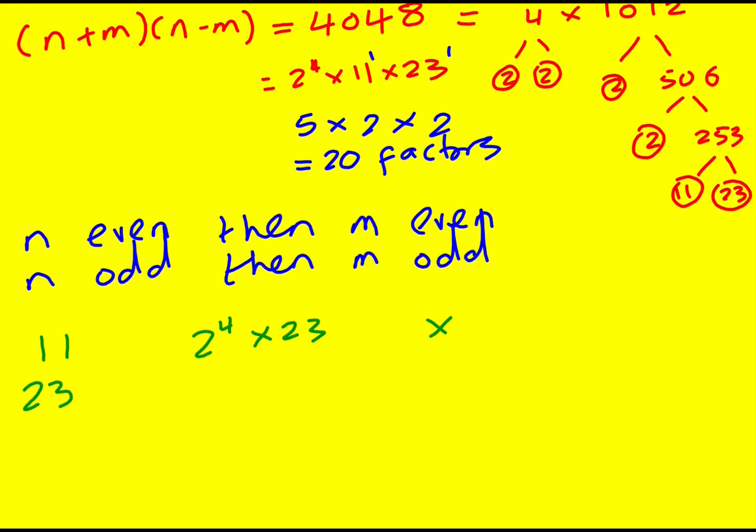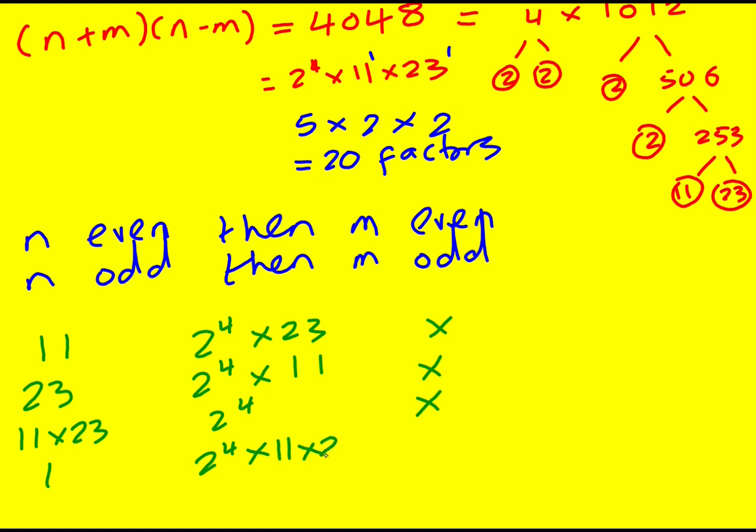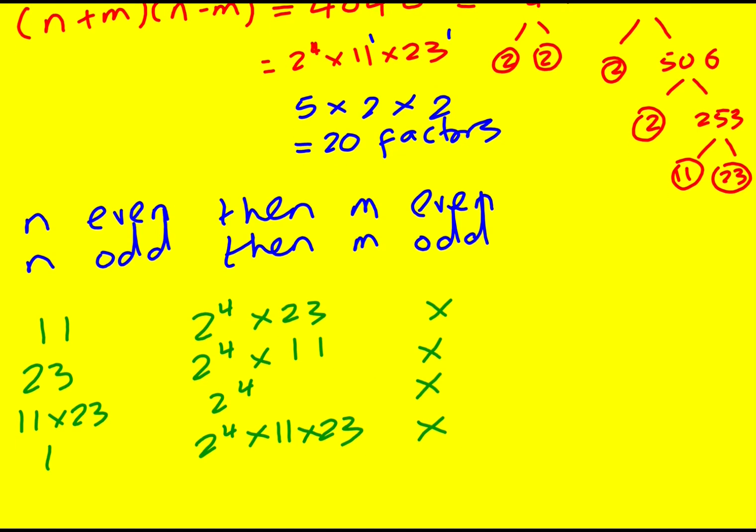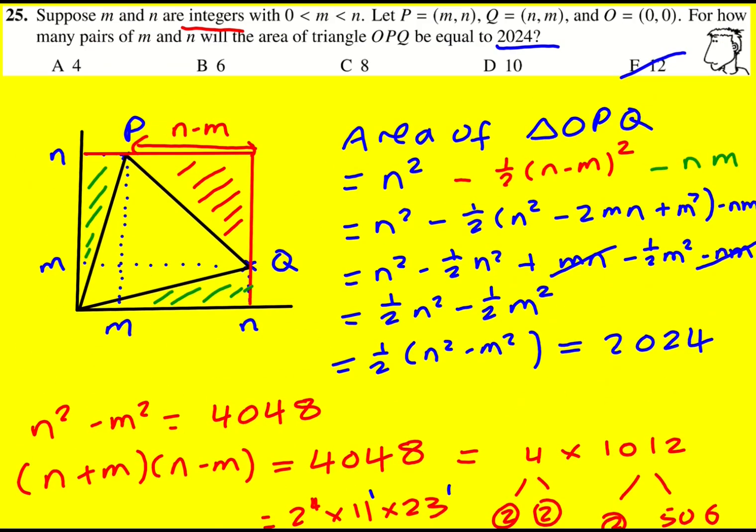And if I just swap around 11 and 23, we get another one that we can cross out. What about 11 times 23 on the left? Then that will also not be valid. And then finally, what if I had 1 and then 2 to the 4 times 11 times 23? This is also not valid. All the rest will necessarily be even and even, or odd and odd. I don't think I can actually create an odd and odd one, but the point still stands. And therefore, we've got our 10 factor pairs. We need to reject 4 of them, and the answer is going to be 6.